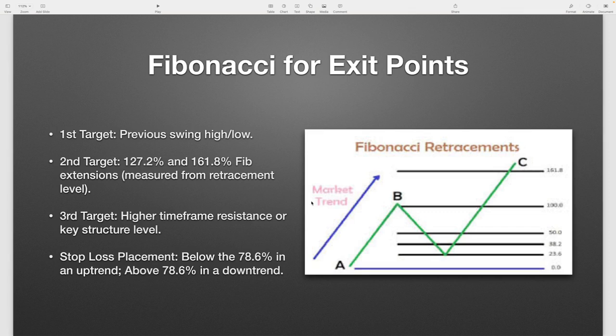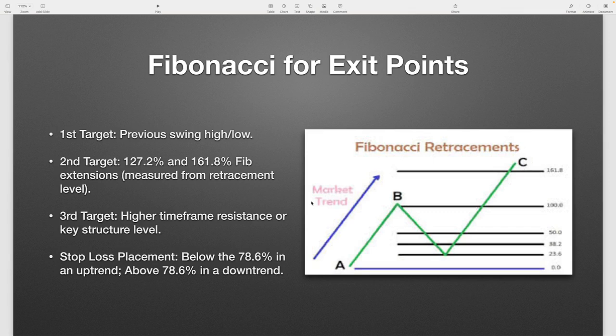Your second target, you're going to want to use the 127.2% and the 161.8% on the Fibonacci extension. Because remember, the Fibonacci extension is about targets. Retracement is about entries. Our third target is going to be to go at least 2 time frames higher than you are and look for the resistance or a key structural level. That's going to be our third and final target.